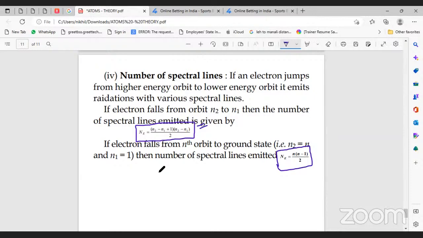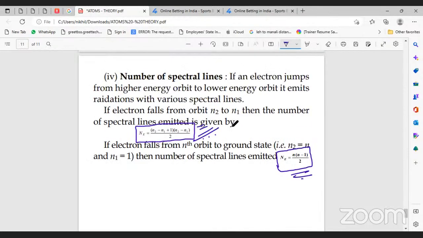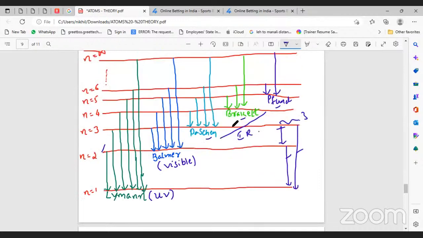What is the number of spectral lines when it comes from the nth orbit to the first orbit? If it is coming from any orbit to the first orbit, then the simple formula is n into n minus 1 by 2. Suppose it is coming from the fifth orbit to the second orbit, then you have to make use of the other formula. So this is the formula you have to remember, students, to find the number of spectral lines in the hydrogen atom.